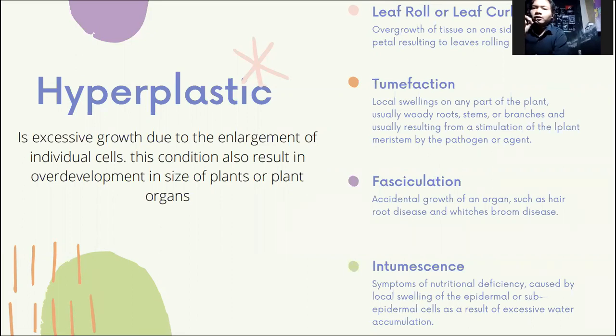2 is tumefaction. Tumefaction is local swellings on any part of the plant, usually woody roots, stems, or branches, and usually resulting from a stimulation of the plant meristem by the pathogen or agent. 3 is fasciculation. Abnormal growth of an organ, such as hairy root disease and witches' broom disease. 4 is intumescence. Symptoms of nutritional deficiency caused by local swelling of the epidermal or subepidermal cells as a result of excessive water accumulation.